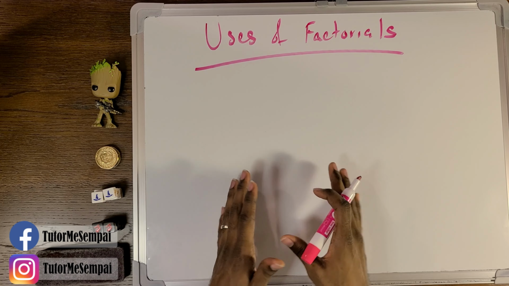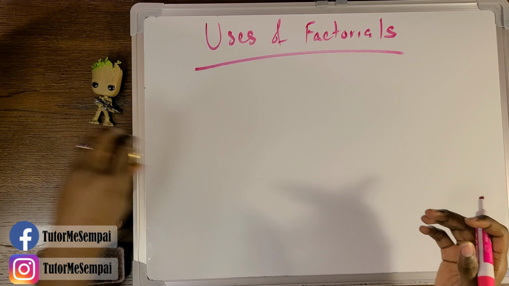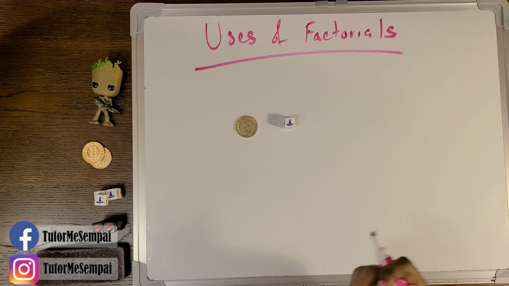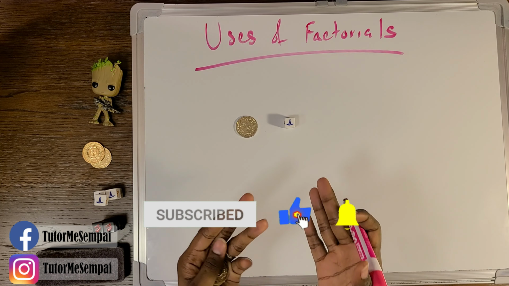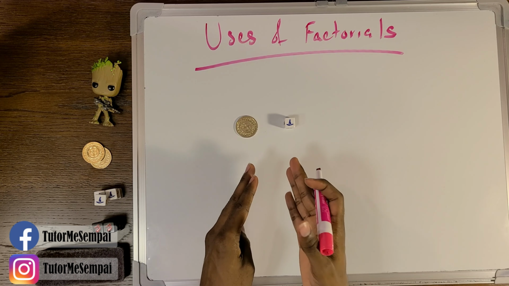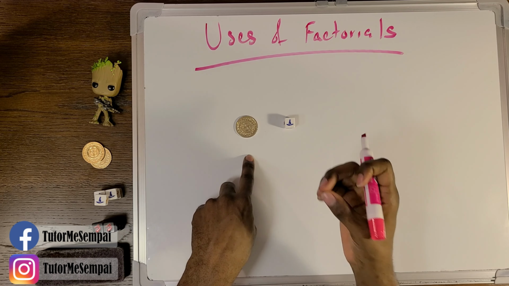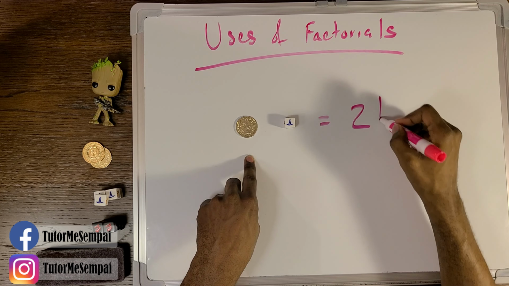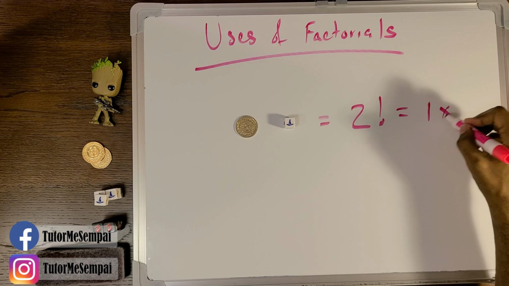So let's look at a quick example in which we can see that in action. Let's say we have 2 objects, a gold coin and a white die. We want to know how many different ways we can arrange these 2 objects. Well, we just said that if you're trying to figure out how many different ways you can arrange these 2 objects, all you have to do is take how many objects you have, factorial. And we know that 2 factorial is going to be 1 times 2.